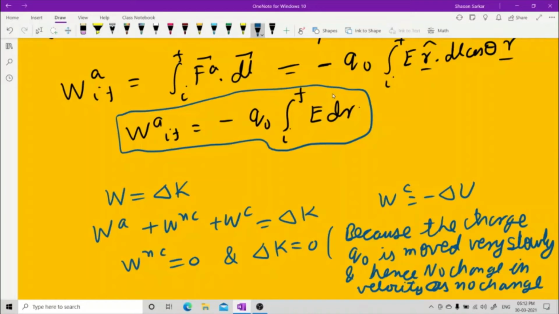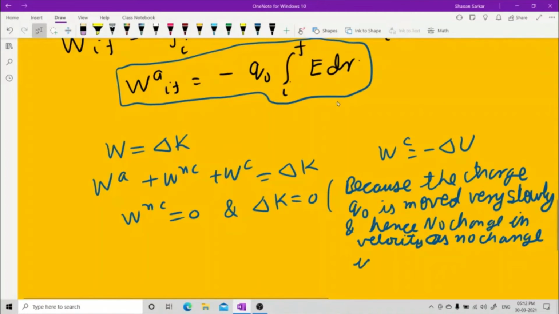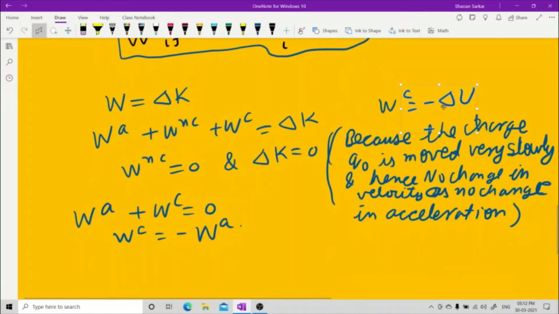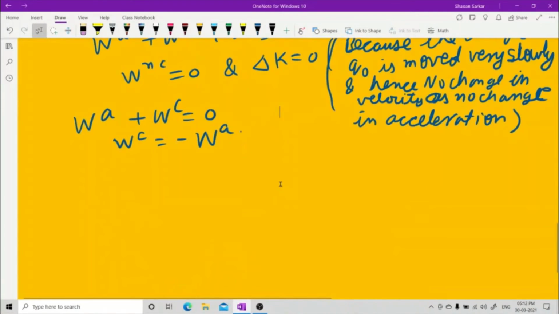Since this condition is there, you can see work applied plus work conservative becomes 0. So work conservative is always minus of work applied. Now, if you use this terminology, what is WC? WC is minus delta U, and WC is also minus WA from here. So delta U comes out to be WA.